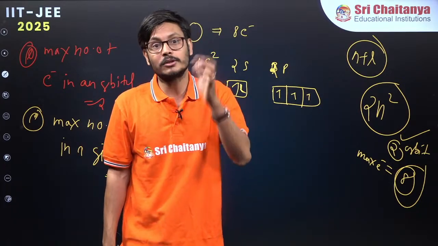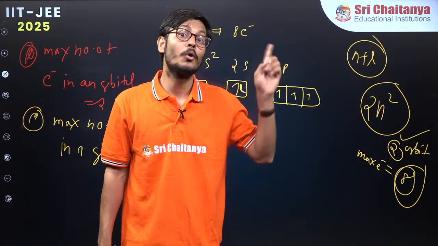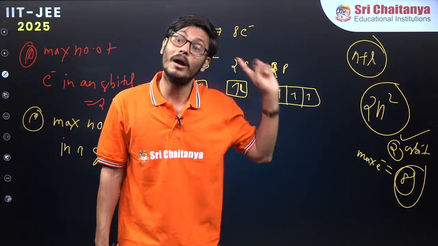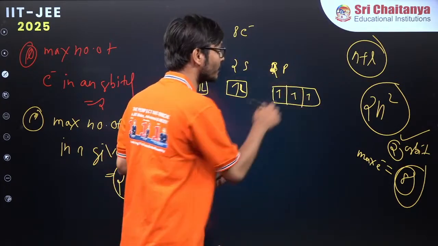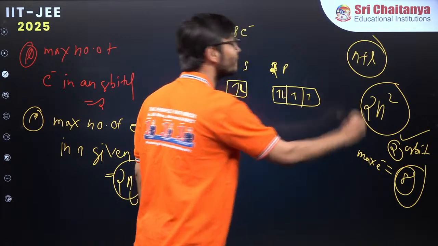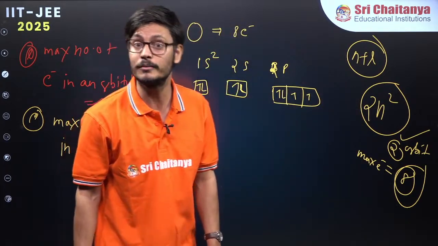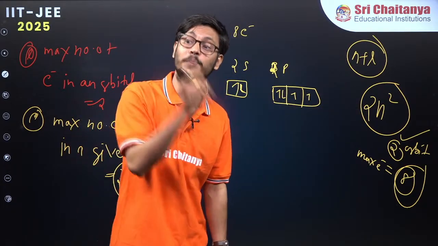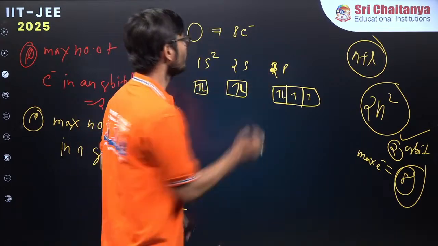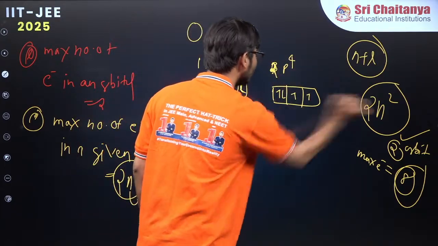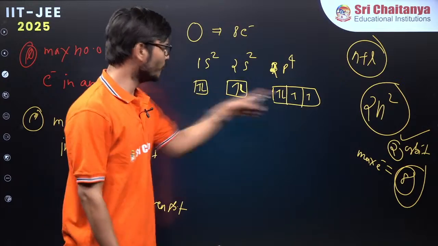And while pairing the electron, what to remember? After Hund's rule, what to remember? Pauli principle. If you are filling the electron, they should be of opposite spin. They should not be of same spin. Yes, 1s2, 2s2, and 2p4. How to write 2p4? This is the way we are going to write.